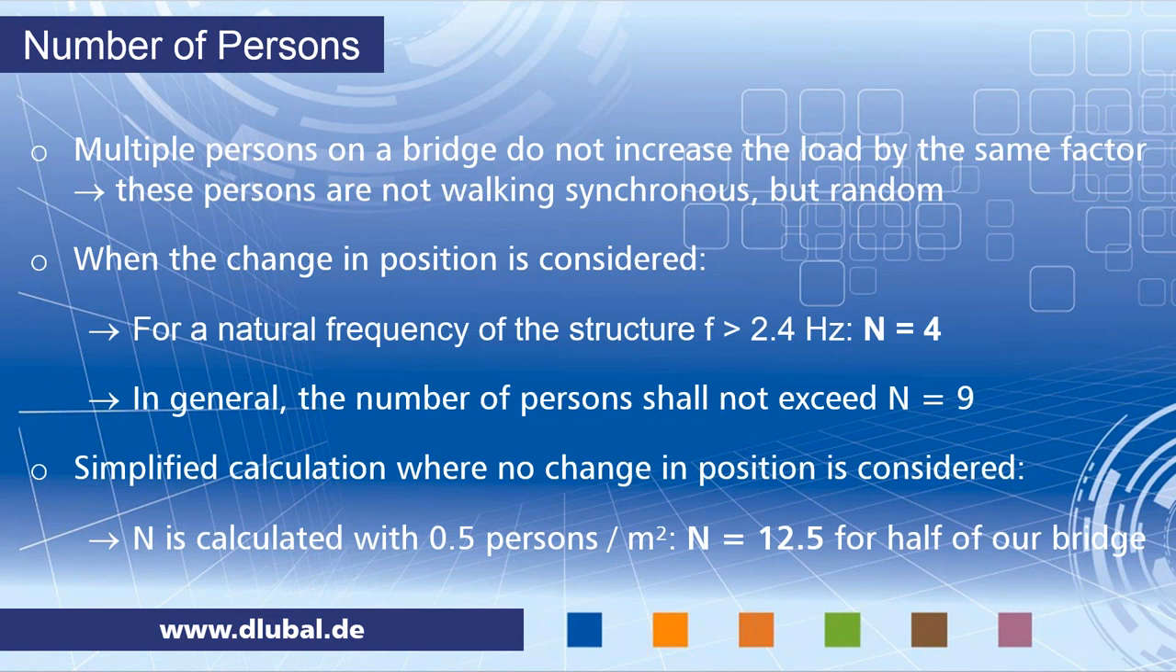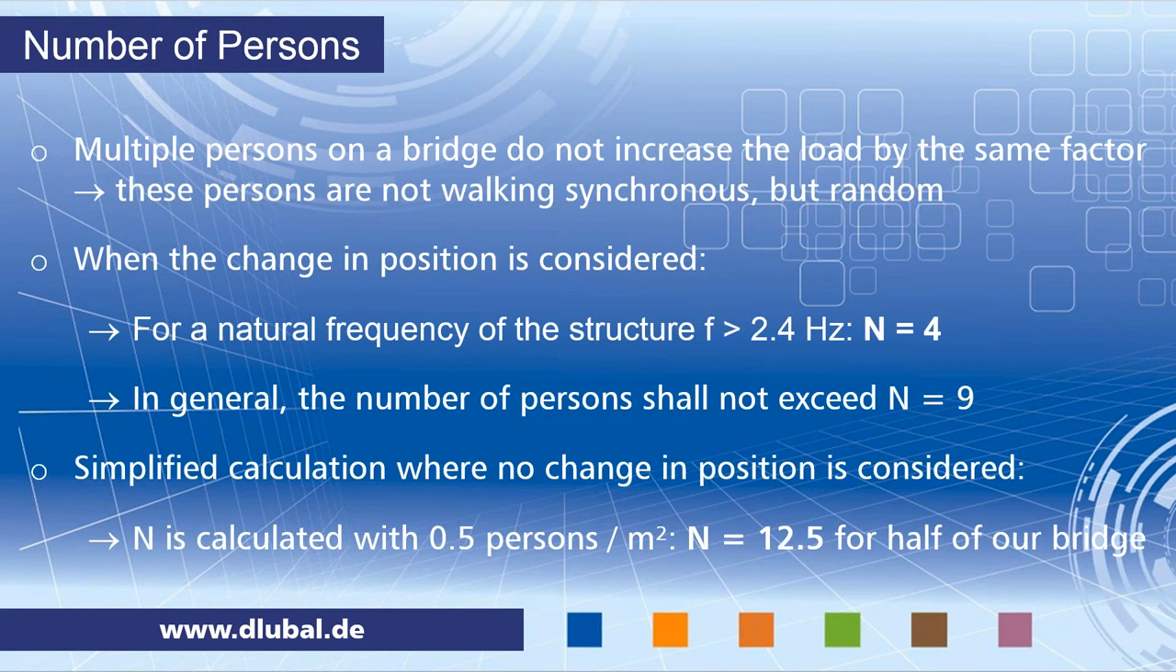For example, you have the Eurocode. They suggest 10 to 15 persons, and it also depends on whether you consider the change in position or not. We start today with the detailed implementation. We study the change in position, and I found the recommendation: if the natural frequency of the structure is greater than 2.4 hertz, which is the case for us, you have to consider 4 persons walking along the bridge. In general, the number of persons shall not exceed 9.